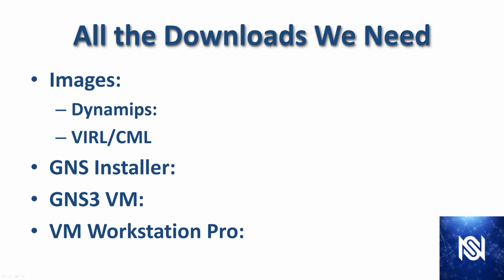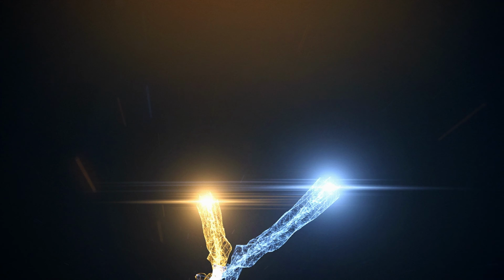And what I'm going to do is get all of our downloads together in one folder, and I'm going to recommend that you do the same. And that's going to include the Dynamips and virtual images that we downloaded in previous videos, the GNS3 installer, the GNS3 VM, and VMware Workstation Pro. Also keep in mind that I'm going to be remote desktopping into a different computer to install this stuff on, and this computer has never had any of this stuff installed on it before. So if we run into any troubles, it'll just be a good learning point for us.